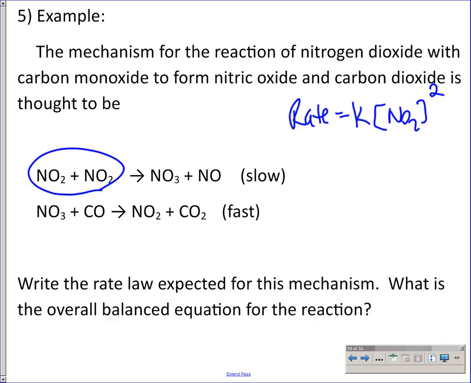Okay, what is the overall balance equation? We don't need to do this anymore, right? Can I go to the next one? Yeah. Why is it squared if it has a catalyst?